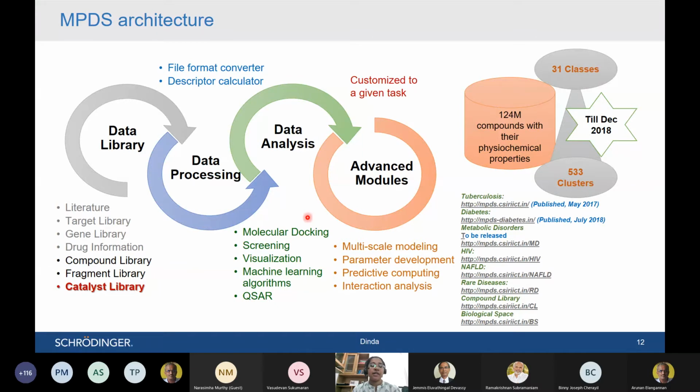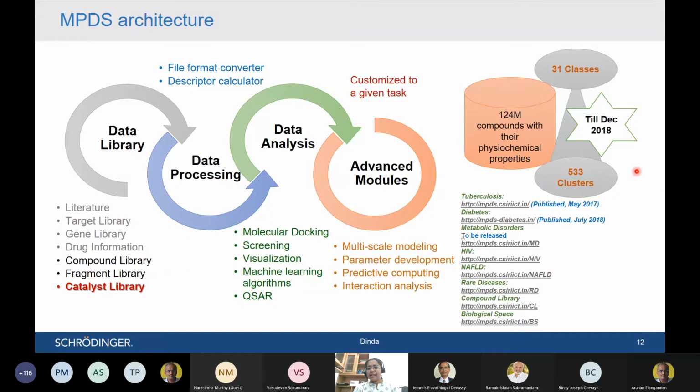And for the analysis, there are descriptors that are associated with the molecular properties. They could be QM descriptors, topological descriptors, or constitutional descriptors. These descriptors correlate with the activities or properties of that particular molecule. In the advanced module, we are not yet there, but of course most advanced multi-scale modeling can be done for the data analysis.